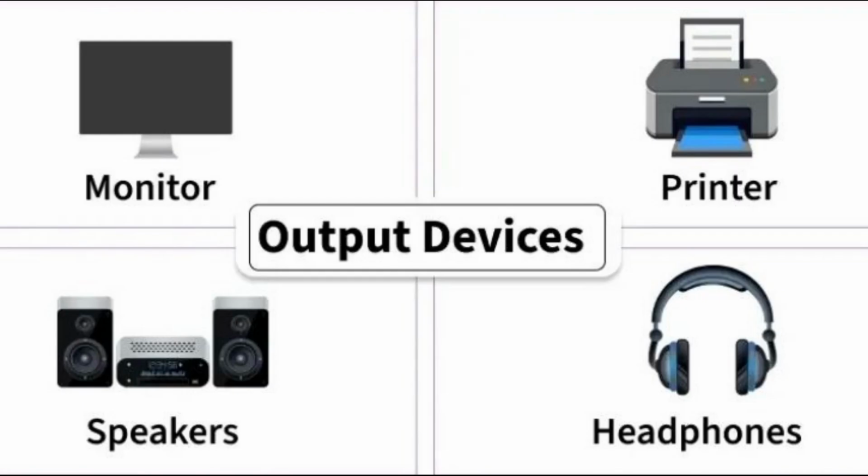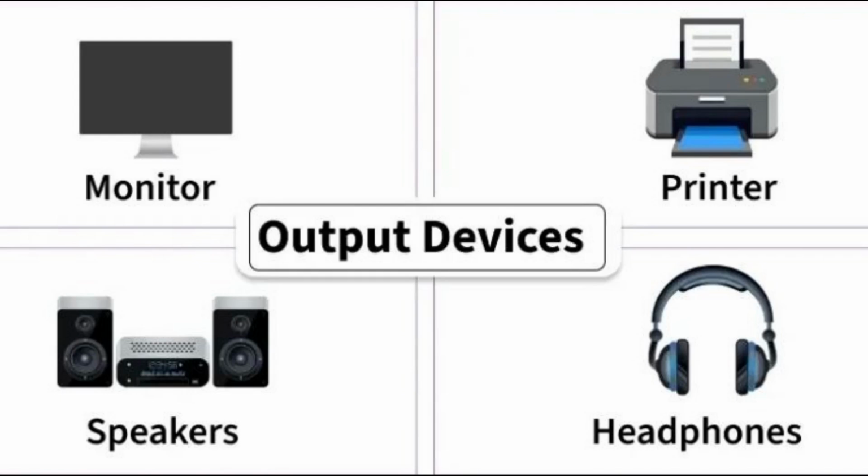Headphones are personal audio output devices that deliver sound directly to the user's ears. They are commonly used for privacy, online meetings, gaming, music listening, and video editing. Headphones provide better sound clarity and reduce external noise distractions.